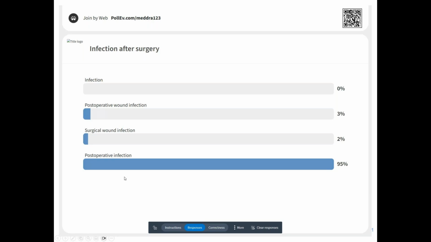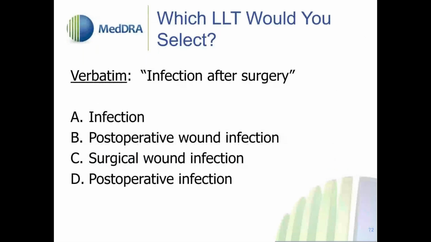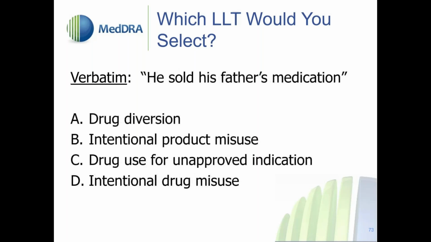So why are we not selecting post-operative wound infection or surgical wound infection? Because we don't have details that say this happened at a wound in the verbatim. We know that there was infection. We know it happened after surgery. There is no mention of the word wound in the verbatim, so that would not be the best match. So let's see the correct answer is a post-operative infection. Very happy to see that. Good job, guys.